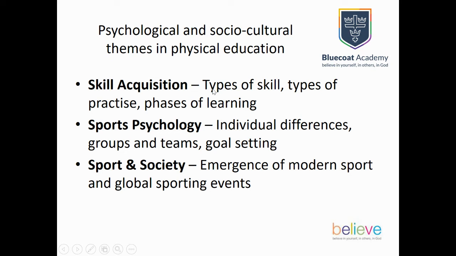In paper 2, you look at skill acquisition. So this might be the type of skill, whether it's open, closed, self-paced or externally paced, whether it's a simple skill or not a simple skill. We look at types of practice, whether that's massed practice or distributed practice. You look at things like phases of learning. You'll also study some sports psychology. You might look at personality or individual differences, how groups and teams are formed, and goal setting.